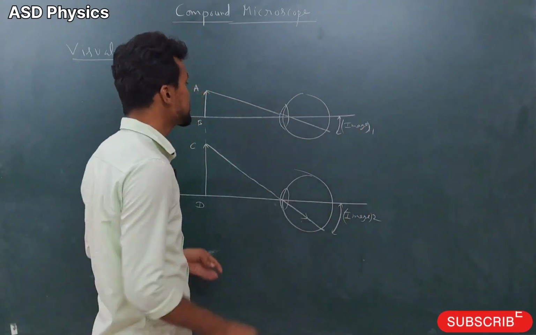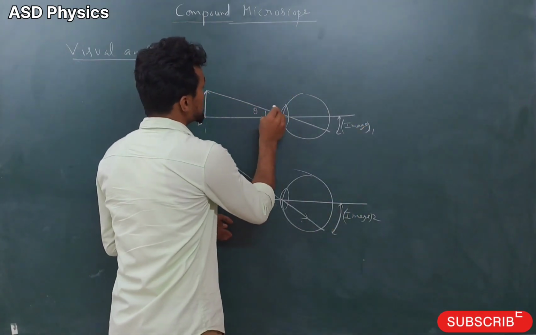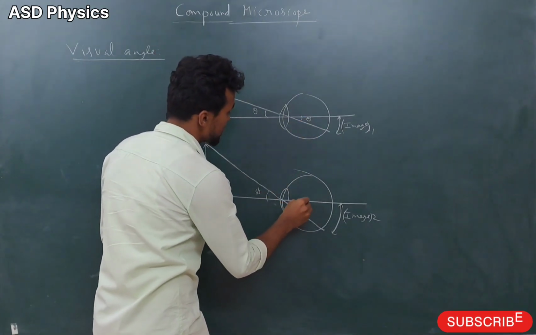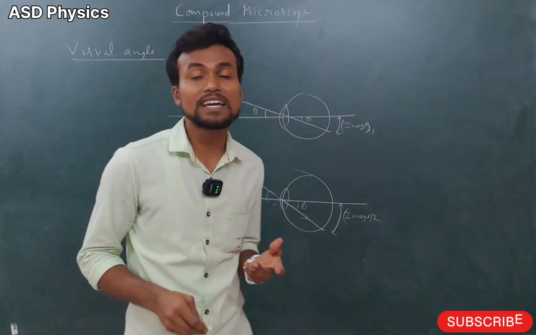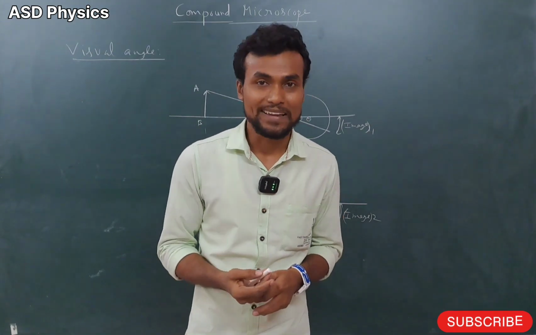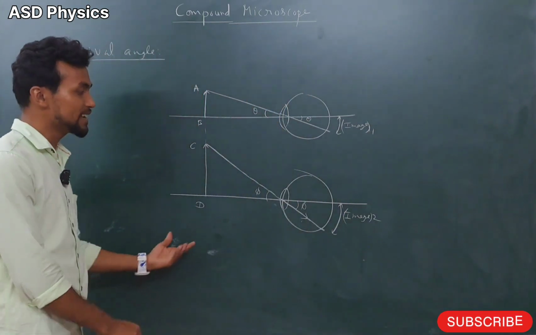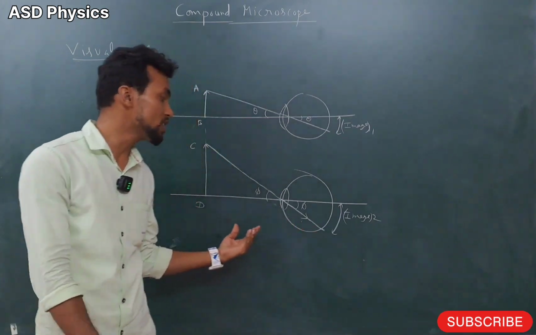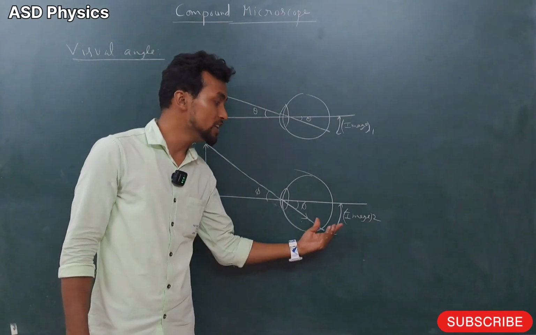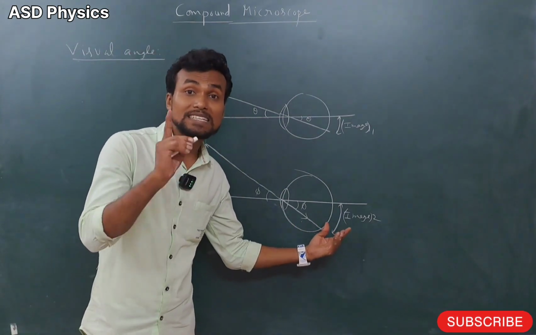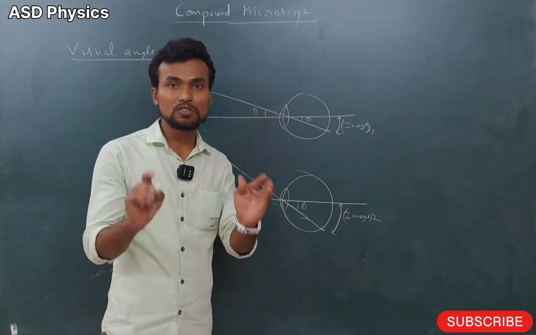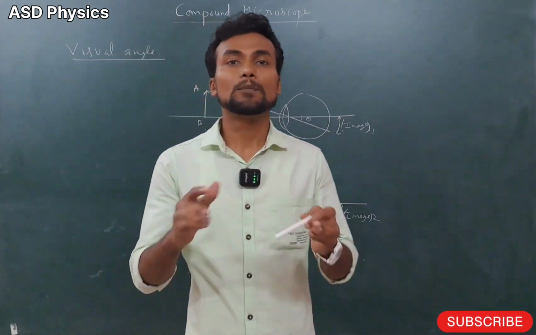If I write the angle here, this angle I have taken as theta, and this angle I have taken as phi. This theta and phi are called the visual angle. Just guess, in which situation is the visual angle more? The visual angle is more in case 2. So on the retina the image is more magnified in case 2. This concept we will use in a compound microscope.